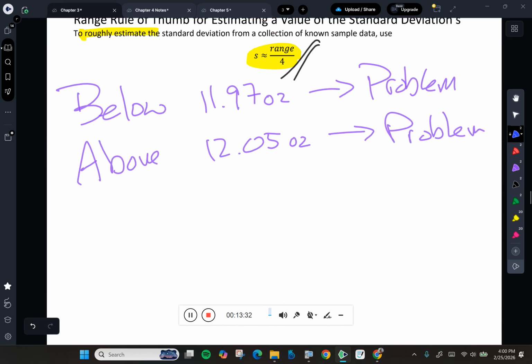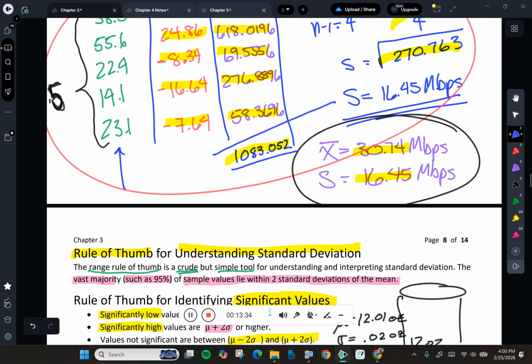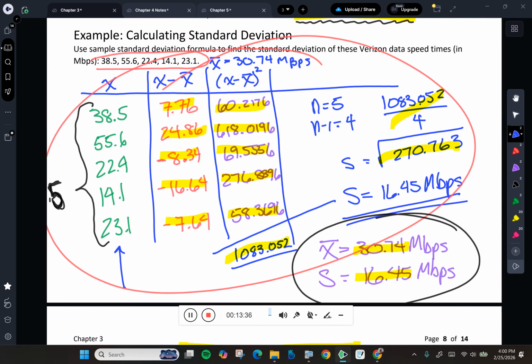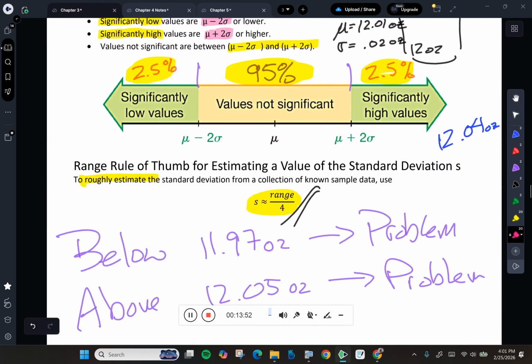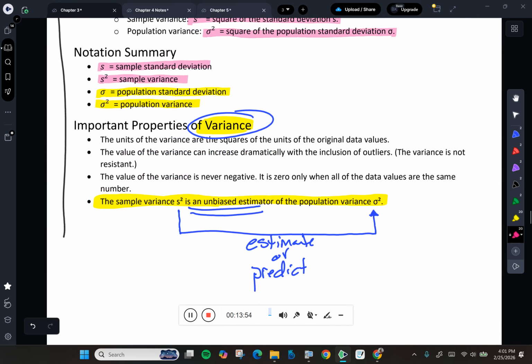I'm going to go back up here to when we actually calculated that standard deviation by hand. Right here, this number, I'm going to highlight it in pink. The 270.763, before we took the square root, that was the variance. And we had to take the square root to get the standard deviation. So if you're calculating things by hand, the variance just naturally shows up because it's part of the process. It's the last step before you take the square root.